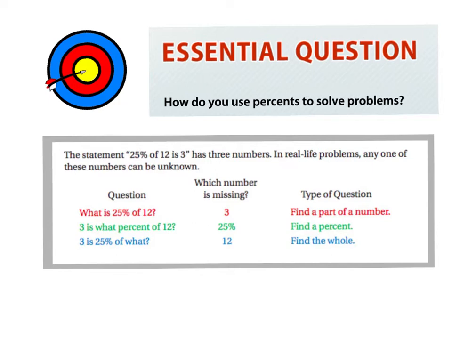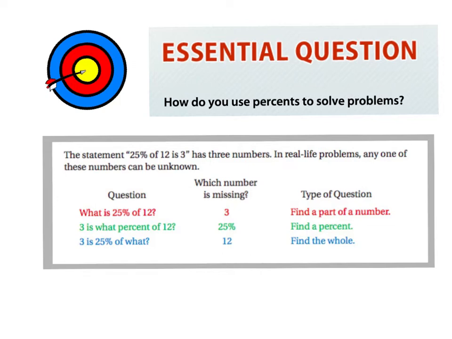So if your question is, what is 25% of 12? The missing number is 3, and we're trying to find part of a number. 3 is 25% or part of 12. 3 is what percent of 12? Which number is missing? That would be the 25%, so you're finding the percent.